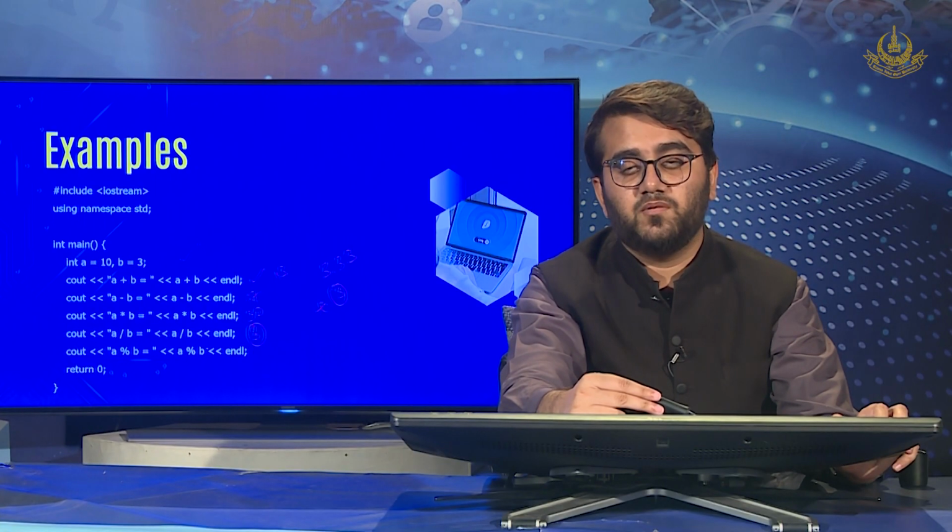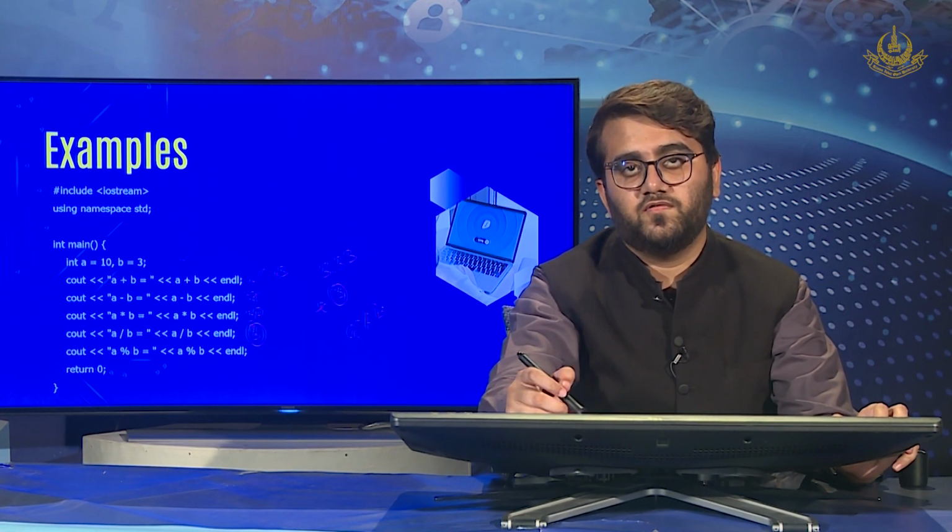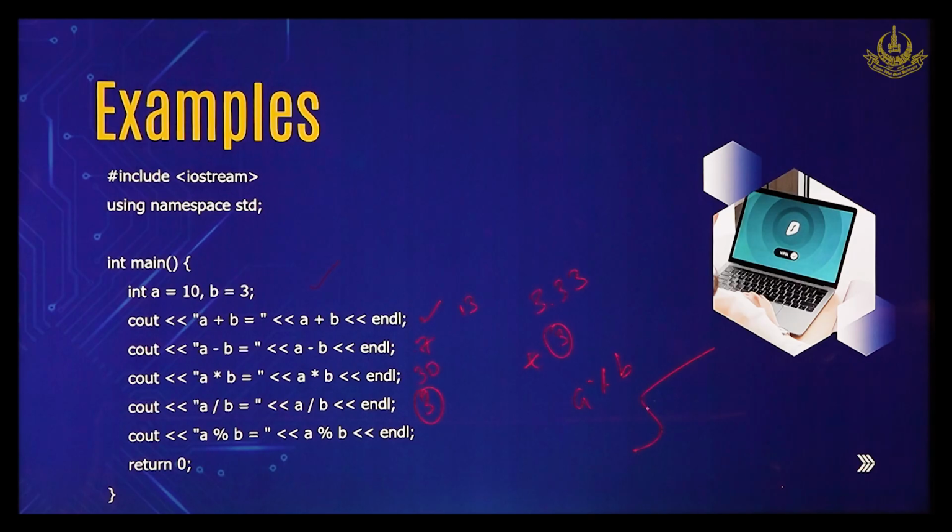And then we are using the modulus sign, and what does it mean? It gives you the remainder of that particular division. If we perform the simplest operation, we get the value of 1. So here 1 will be printed.